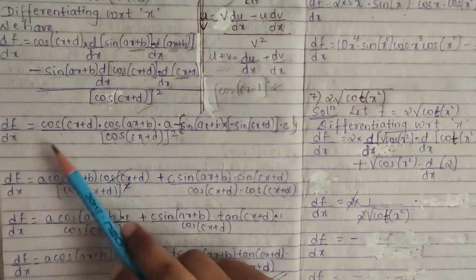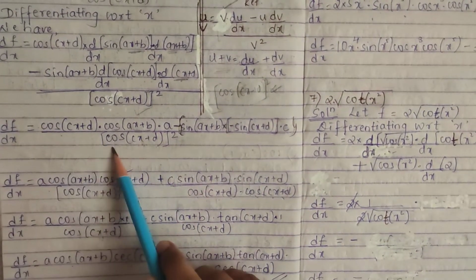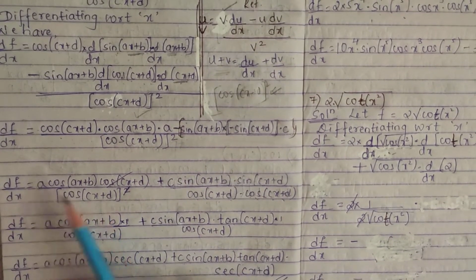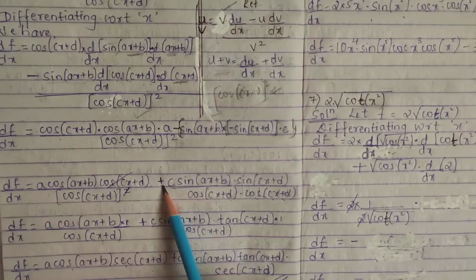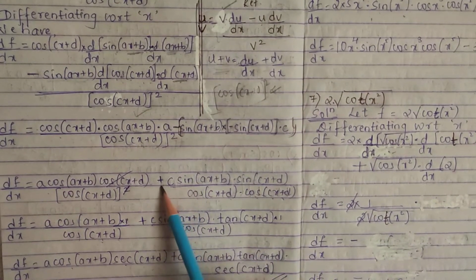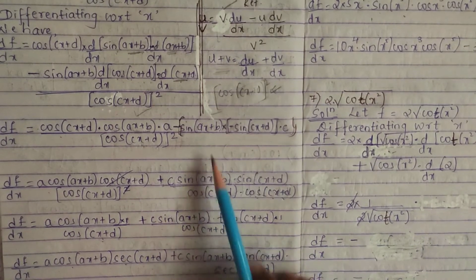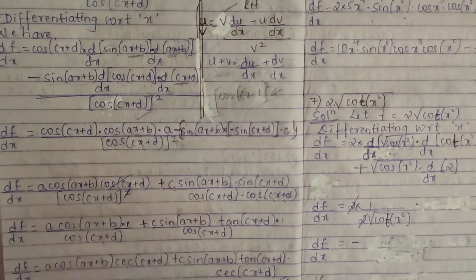So what I am doing? cos(cx+d) times the derivative of cos(ax+b), that is into a, whole divided by cos(cx+d) whole square. I have written it the same. See here, minus into minus becomes plus. You have to be aware of your signs also. Here one more minus is there. So minus into minus is plus c sin(ax+b) sin(cx+d), again whole divided by cos(cx+d) whole square.